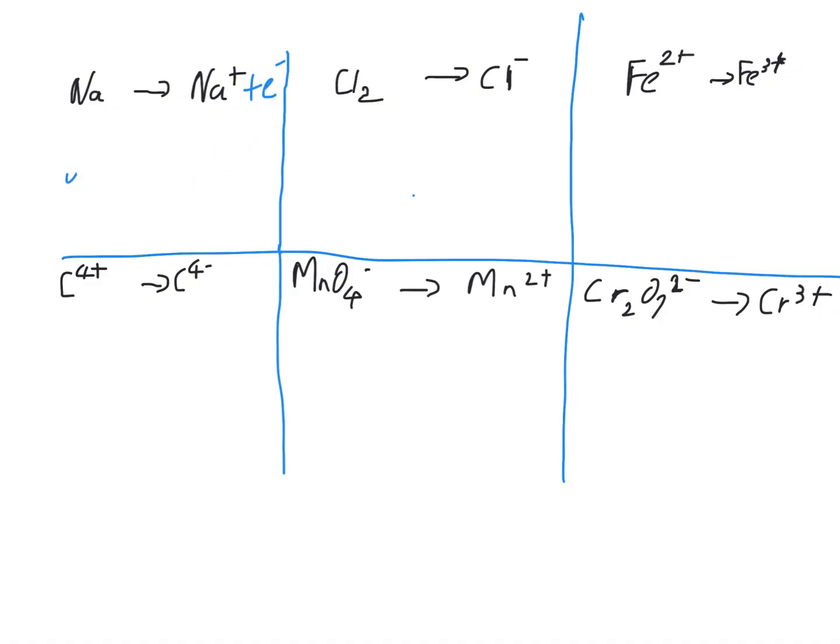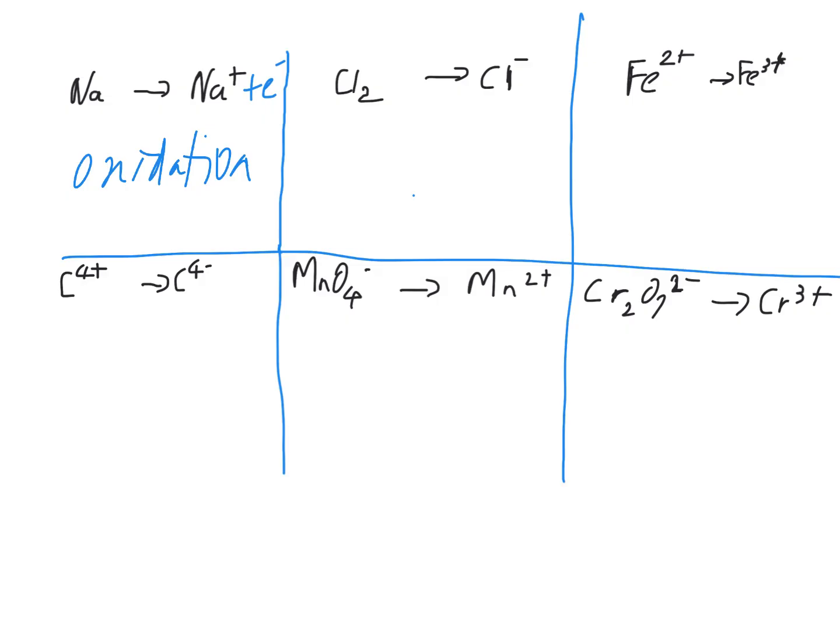Now we can take this a step further and work out whether this is oxidation or reduction as well. Because electrons in this case are being lost, we can call this an oxidation. In other words, sodium is being oxidized. Sodium is a reducing agent.